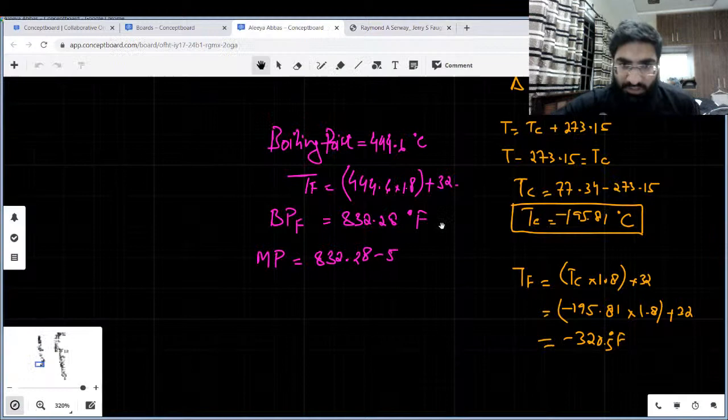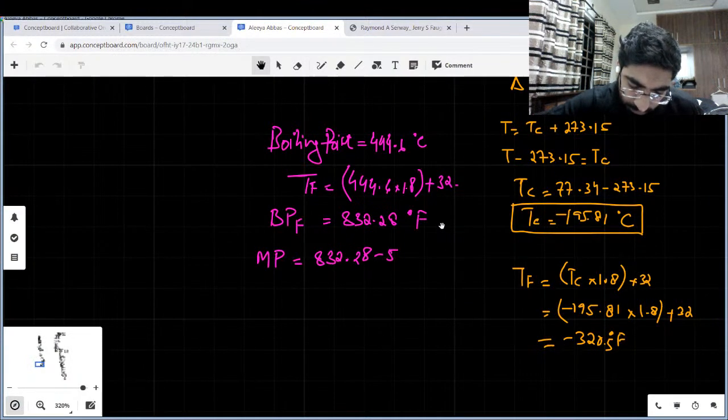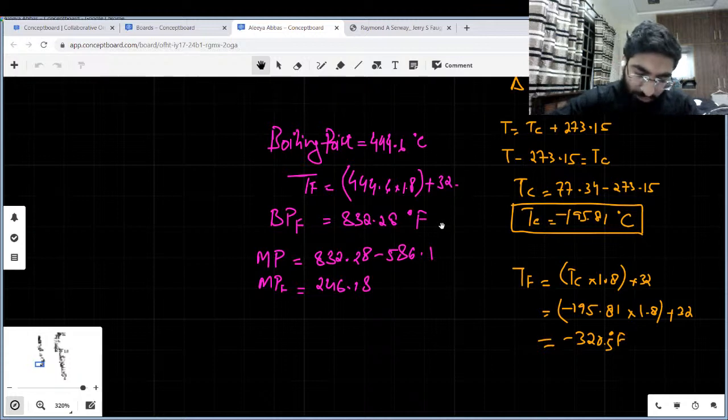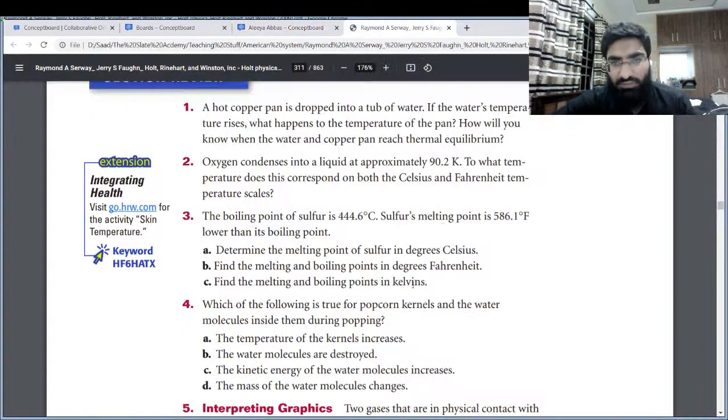So from this that I just calculated, I deduct 586.1. The answer will be 246.18. Excellent. So the melting point in Fahrenheit is equal to 246.18 degrees Fahrenheit. And now the first part requires this melting point in degrees Celsius, so I'll have to convert this Fahrenheit back to Celsius.